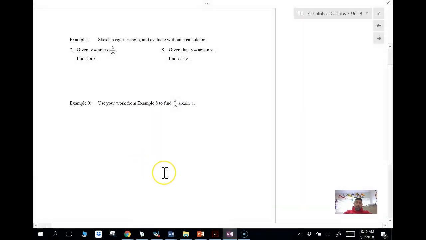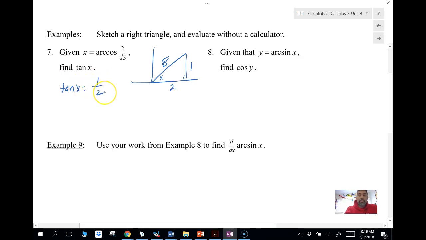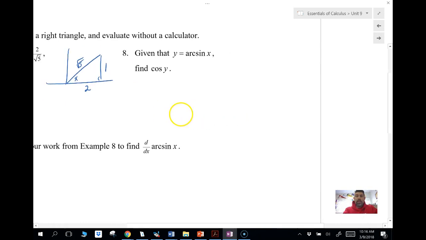So first, why don't you try this out? We're going to sketch a right triangle and evaluate without a calculator, so that we can establish why we get the derivatives that we do. If x equals arc cosine of 2/5, we're going to draw a right triangle. Remember that the cosine is the adjacent over the hypotenuse, and this will be 1 this time. So find the tangent of x. The tangent is the opposite over the adjacent. Pretty simple, right? Let's take a look at this one.